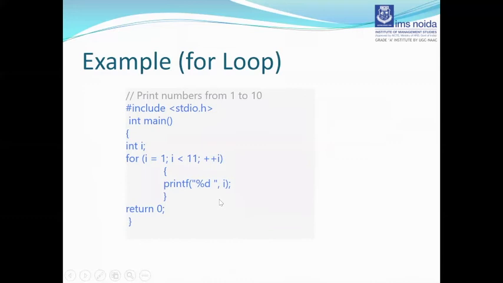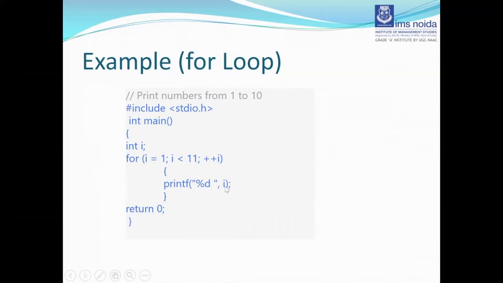Let's understand all the loops with examples. If you want to print numbers from 1 to 10 with a for loop, this can be implemented like this. See, main, then the counter. The counter is initialized here. This part is initialization. Then the condition checking, I less than 11. From 1 to 10 it will be executed, and I plus plus, I will be incremented after each iteration. And the value of I will be printed inside the loop.